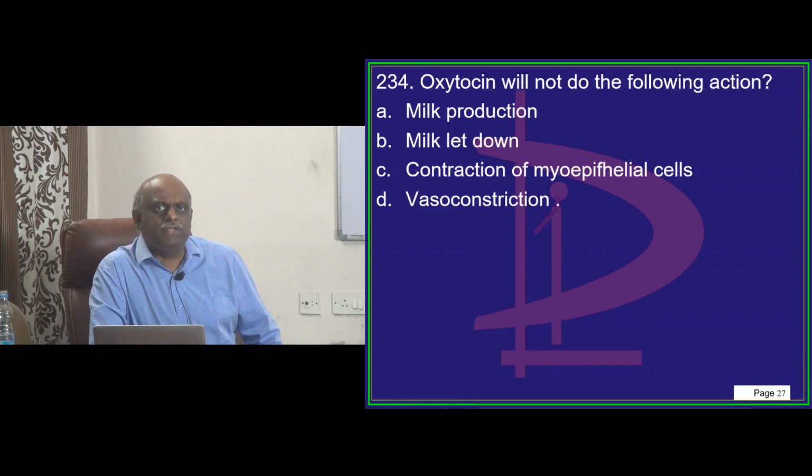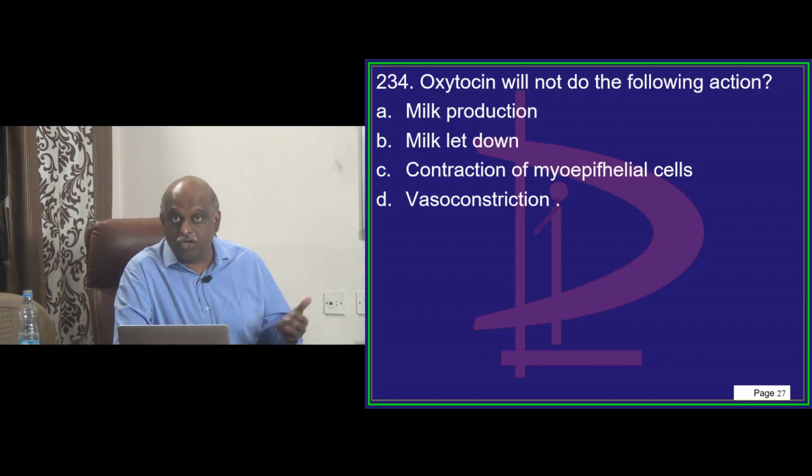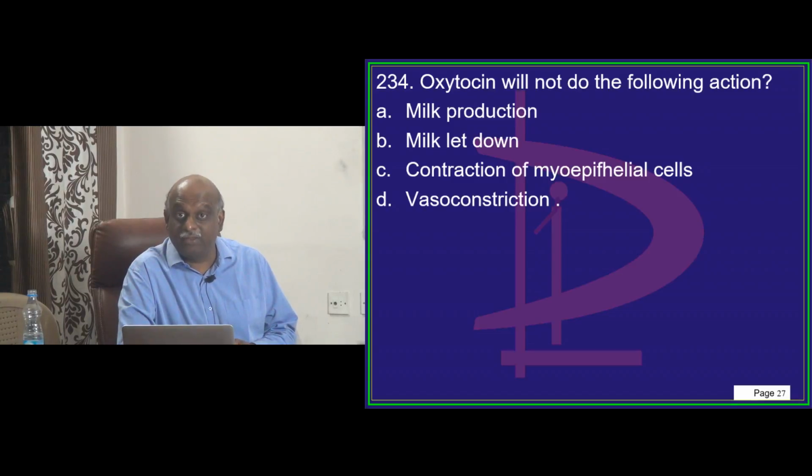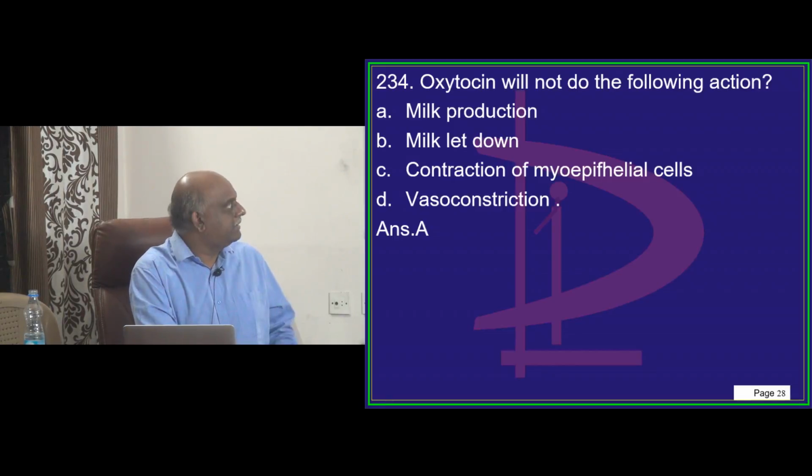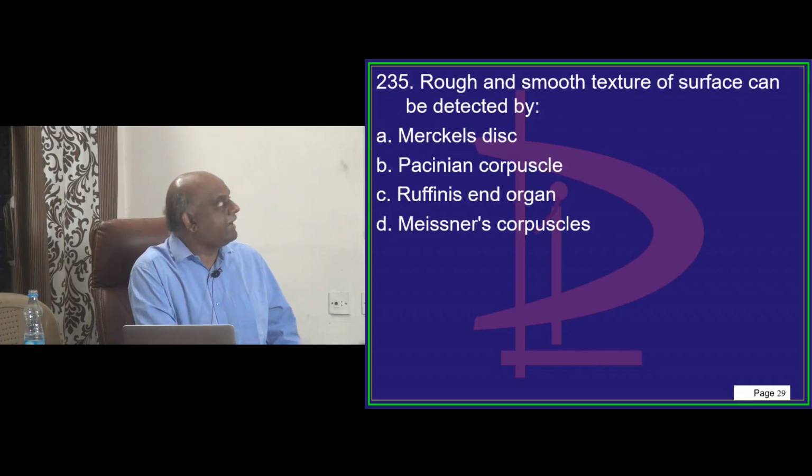What are the functions of oxytocin is my question to all of you. What are all the functions of oxytocin? One of them is not the function of oxytocin, but that of prolactin. Which is that which is not that of oxytocin? Very good, Pradeep Reddy, Amrit, and everyone, milk production is the function of prolactin is what you need to remember.